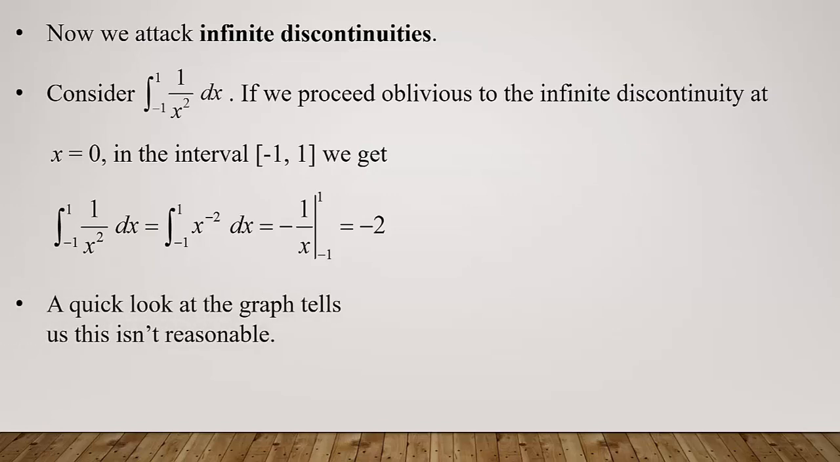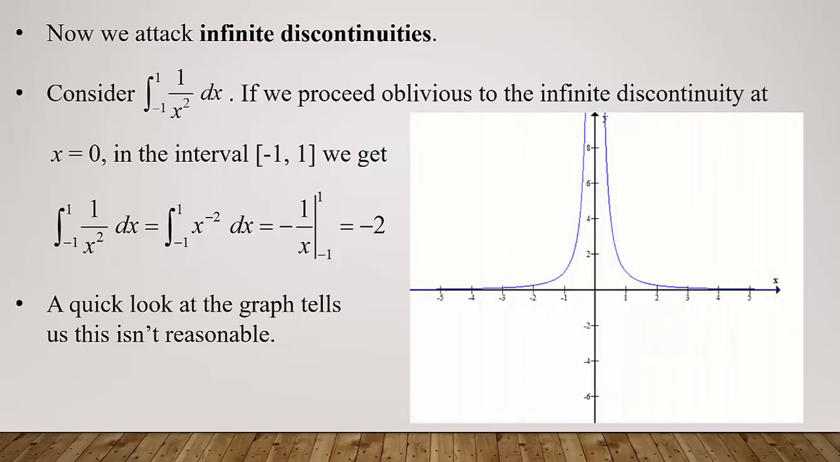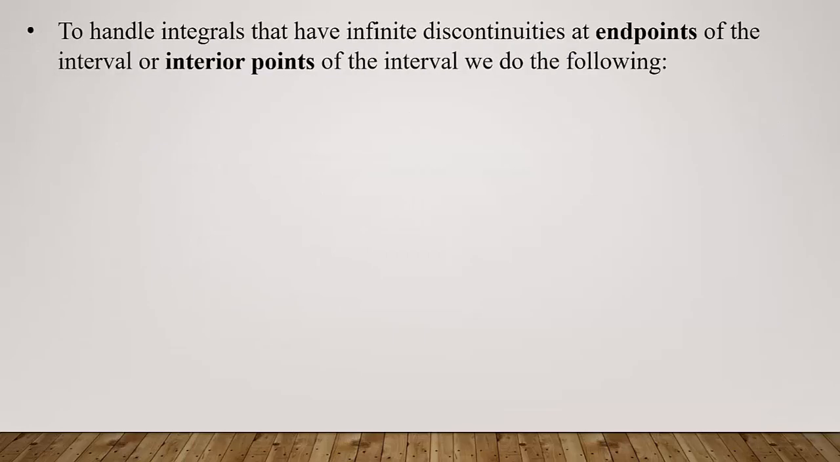But a quick look at the graph should tell us that that answer, negative 2, is not reasonable. Here's the graph of the function 1 over x squared. Look at the interval negative 1 to 1. Look at all of that area that is above the x-axis. It doesn't seem reasonable that the result would be negative 2. So we can't proceed oblivious to it. We have to figure out how to attack the fact that there's an infinite discontinuity for this problem at x equals 0.